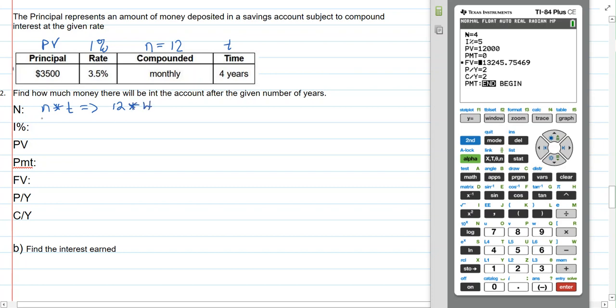All right. Our I% is 3.5. Our present value is 3,500. 0 for payment, 0 for future value. And these are my Ns.